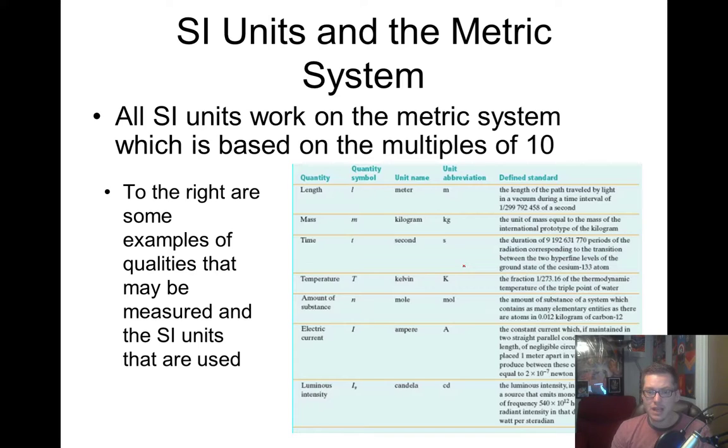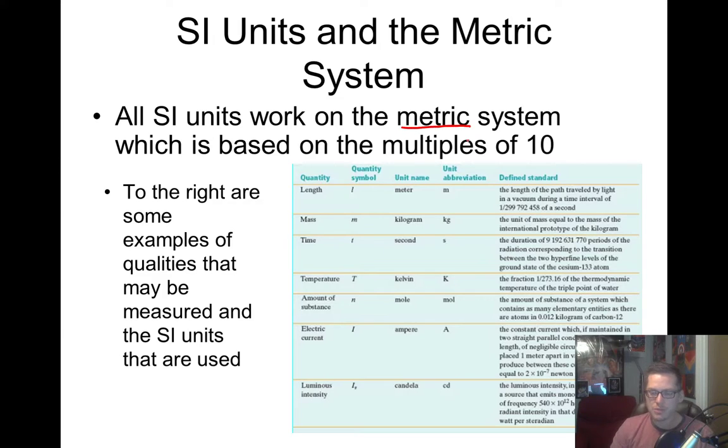All right, SI units. SI stands for Système International or something like that. It's French. Okay, it really stands for International System of Units. So this is the system of units all scientists have decided upon using, so that we're all using the same units. So very important that we're all using the same units. All right. And it's based off the metric system.